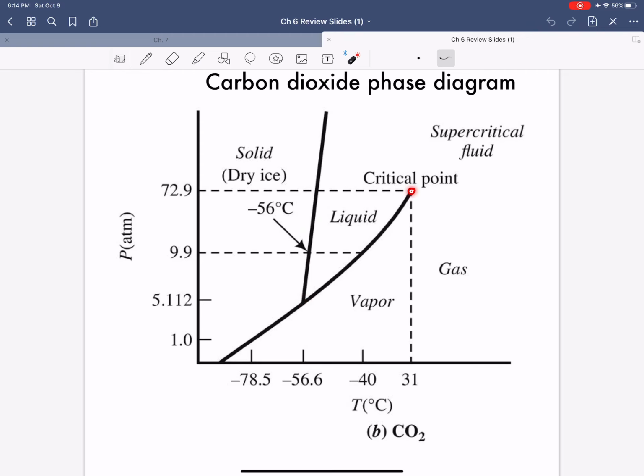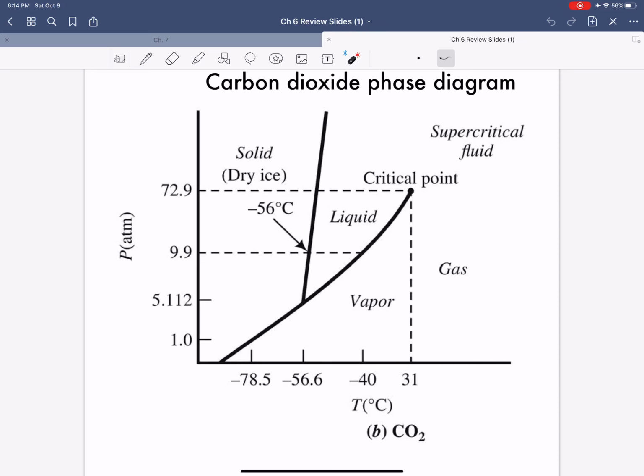Another feature that we haven't talked so much about yet is something called a critical point. What that means is that if you're at a high enough temperature, so if you're above 31 degrees Celsius for carbon dioxide, what you see is that the carbon dioxide then exists solely as a gas. And even if you increase the pressure of it, you'll see that it never turns into a liquid again. All right? So we'll talk more about that later.